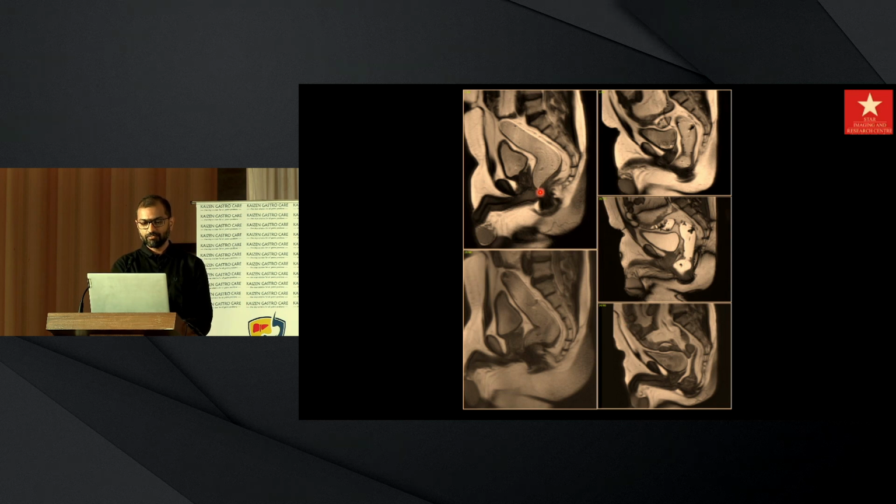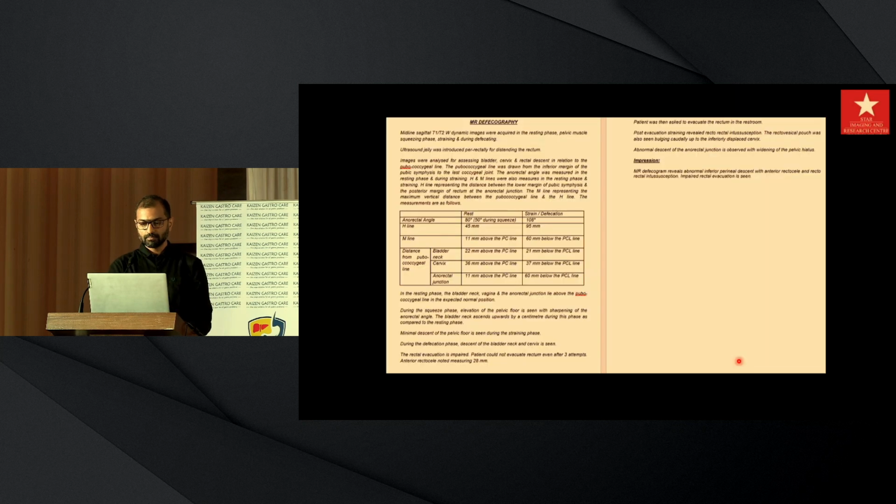That's the resting phase. That's the squeeze phase where you see reduction in the anorectal angle. Then that's the strain phase with an expected, I won't say abnormal unless and until we see it continuing, inferior descent of the anorectal junction. The patient is unable to evacuate the rectum, and then we repeat the strain phase and see this much more abnormal pelvic floor laxity and descent of the perineum caudally. This is what a report would mention.